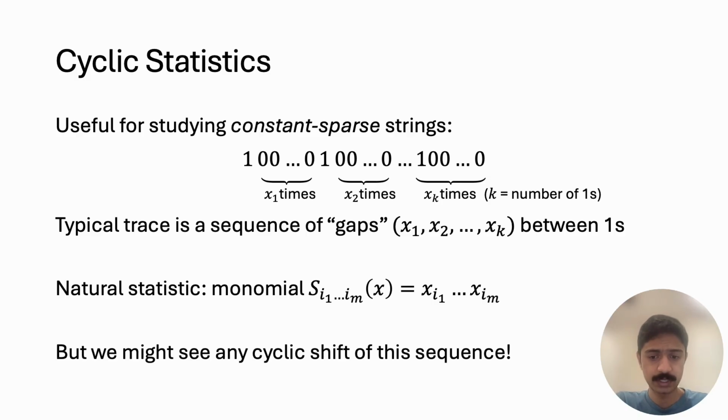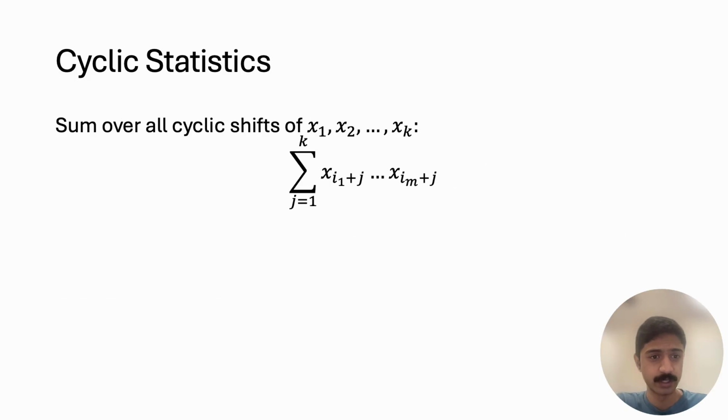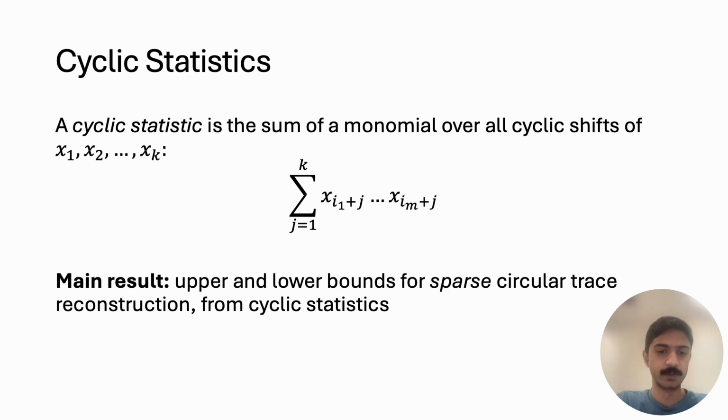But of course, we might see any cyclic shift of the sequence x1 through xk, so we probably want a quantity which is invariant to cyclic shifts, and the simplest way we can do this is to sum the monomial over all cyclic shifts of x1 through xk. And this results in some polynomial. If the polynomial has degree m, we call it an mth order cyclic statistic of x. The main result of our paper is that one can obtain upper and lower bounds for sparse circular trace reconstruction using just cyclic statistics. These statistics happen to characterize both the bounds for sparse circular strings.